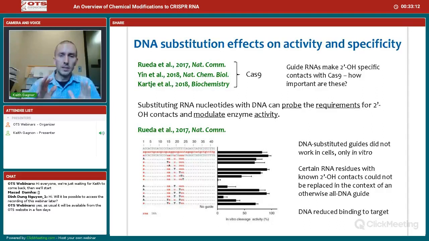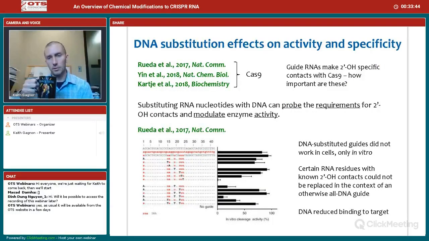Okay, so DNA may or may not be considered a chemical modification, but in a few papers it was actually used as a modification, primarily to see if it could improve activity, reduce off-target effects, or as a probe to see what could be tolerated. We know DNA is very affordable and has pretty predictable properties, so I think it was a good choice for some of these manuscripts. Okay, so the guide RNA makes 2' OH specific contacts with Cas9.